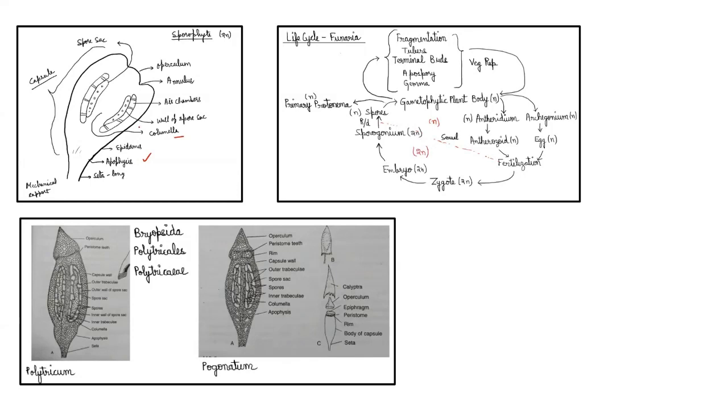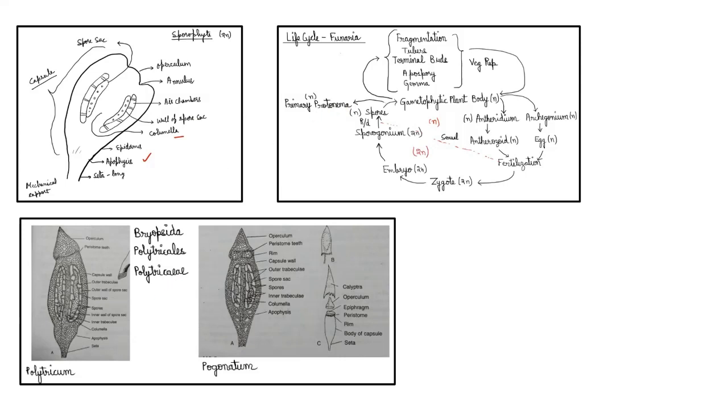Let us talk about the life cycle of Funaria. Funaria reproduces vegetatively through fragmentation, tubers, terminal buds, apospory, and gemma cups. And the sexual reproduction is quite similar to what we have discussed. The only different part is that the spores will first form primary protonema before forming the main gametophytic plant body.